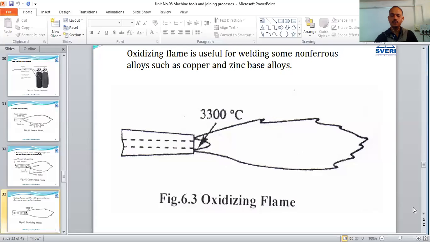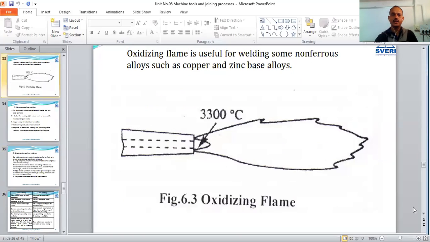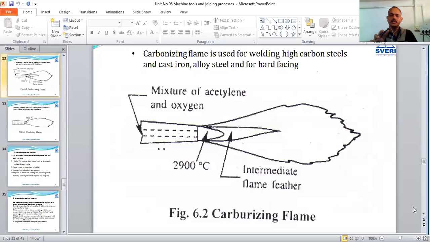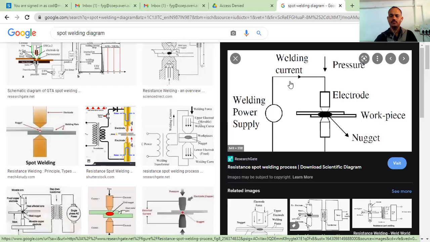So we will proceed to the next point. That point is not here in the slide, but this one is resistance welding. In resistance welding, there are two types. I'll show you one diagram here. Can you observe this diagram? Yes, sir. There are different diagrams, but I think this diagram is good for understanding.